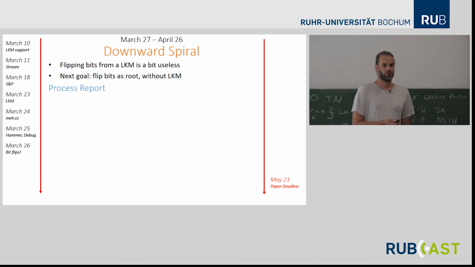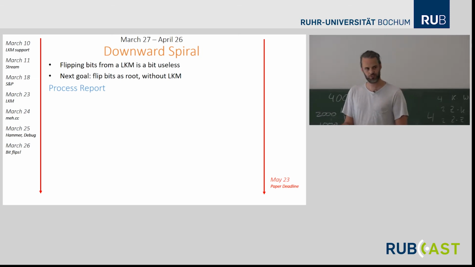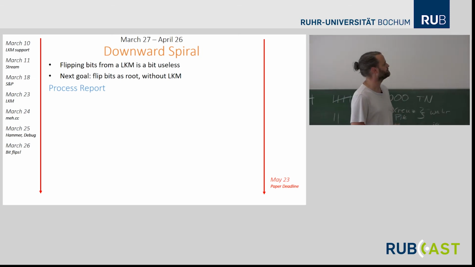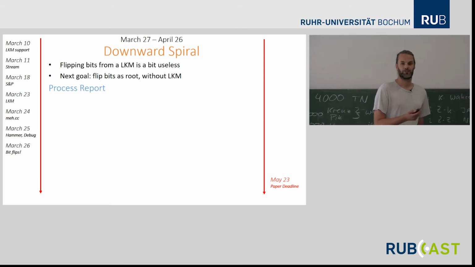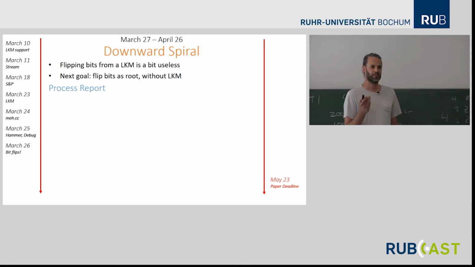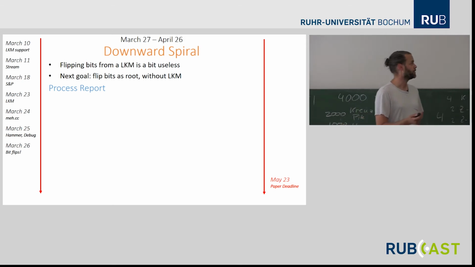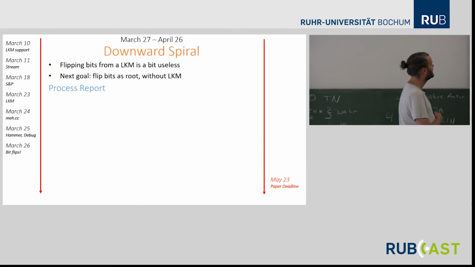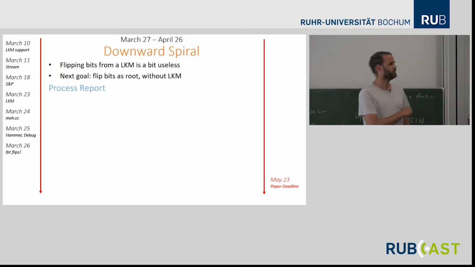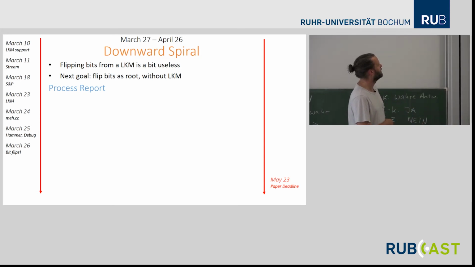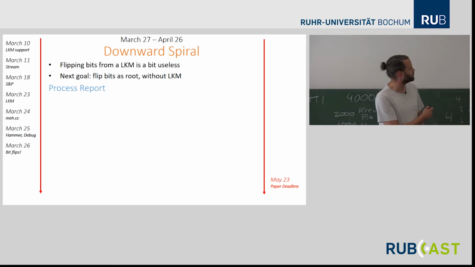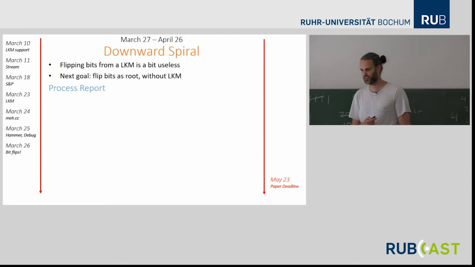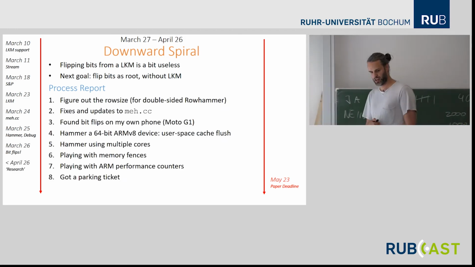But yeah, so we were root, and we had to install a custom kernel to get this all to work. That's not really enough for publication, so we wanted to do something more. The first thing we wanted to do next is flip bits from Userspace, so from a normal application. And this is when things really went downhill. As I said, flipping bits from the kernel module is useless. So let's see what happened then.